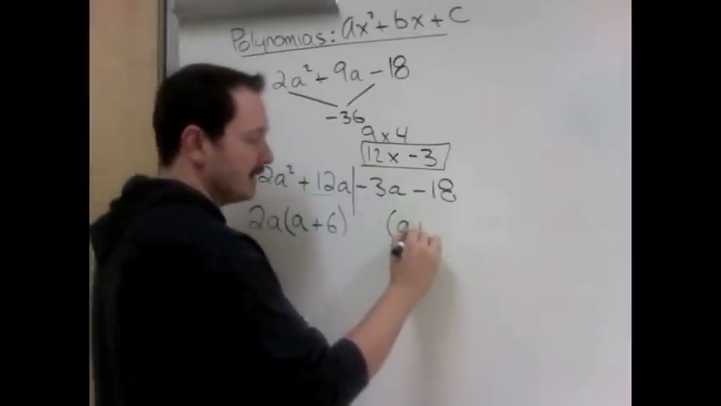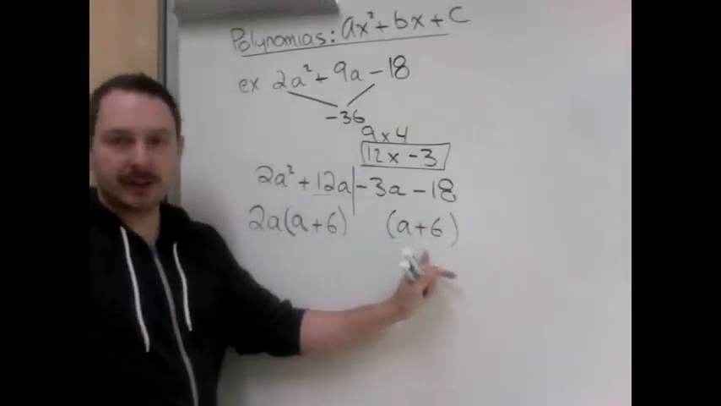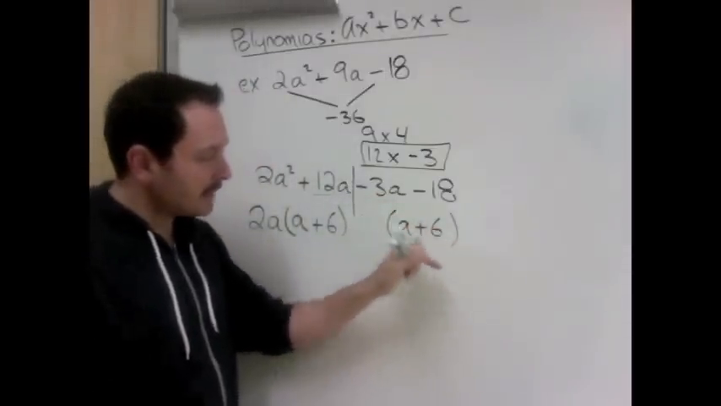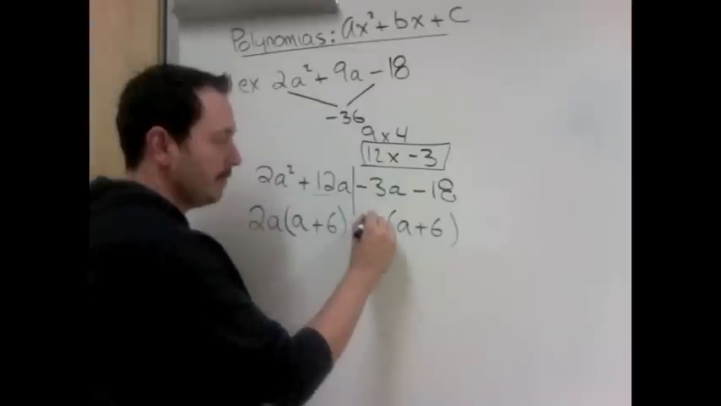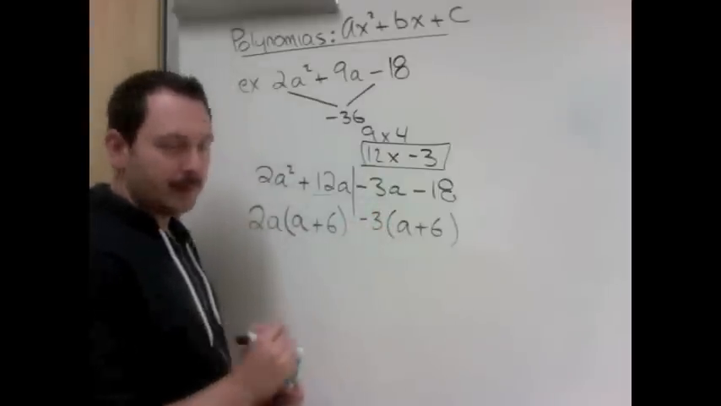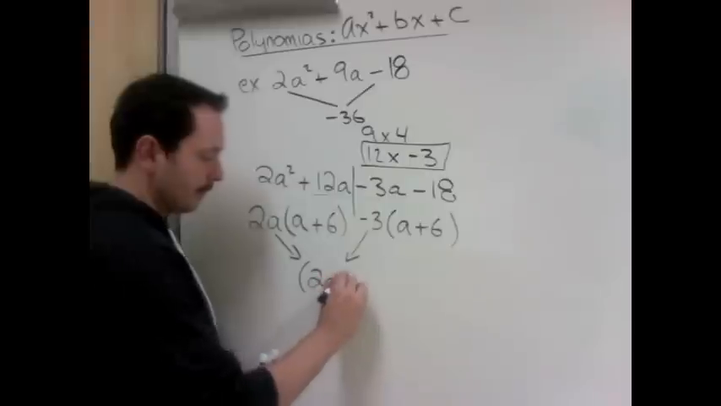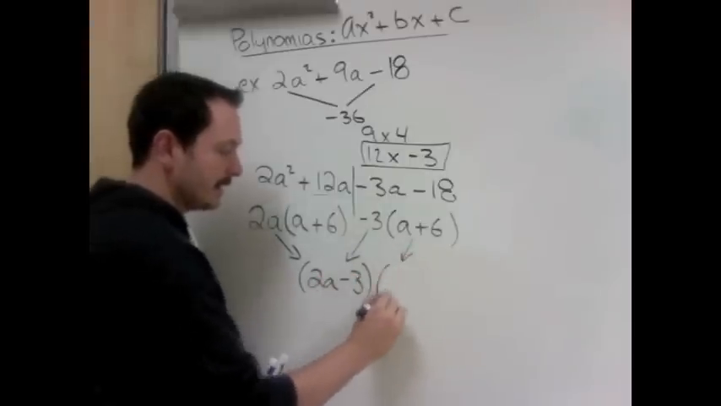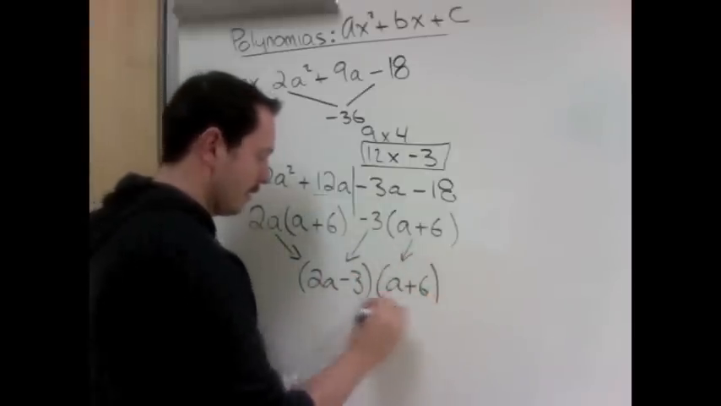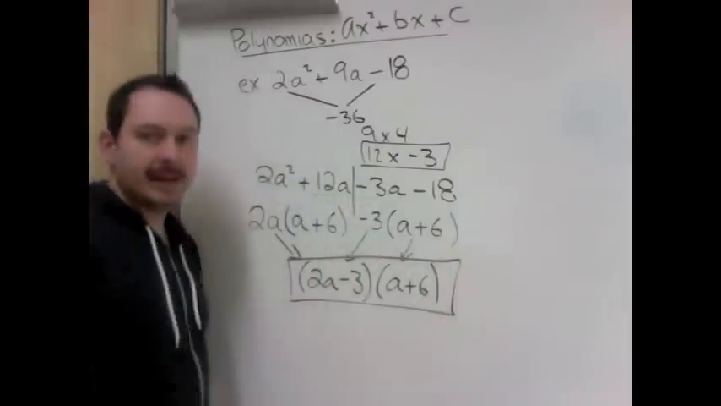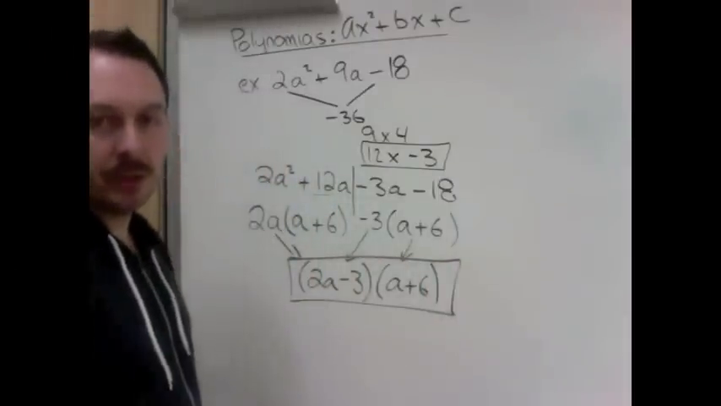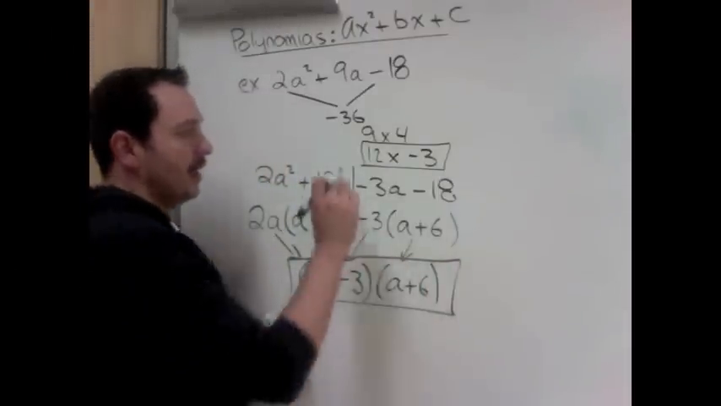And now I must get the same bracket on this side. In order to get a plus 6 out of this, I need to divide by negative 3. The two parts outside of the bracket, one of the brackets, and I am done.